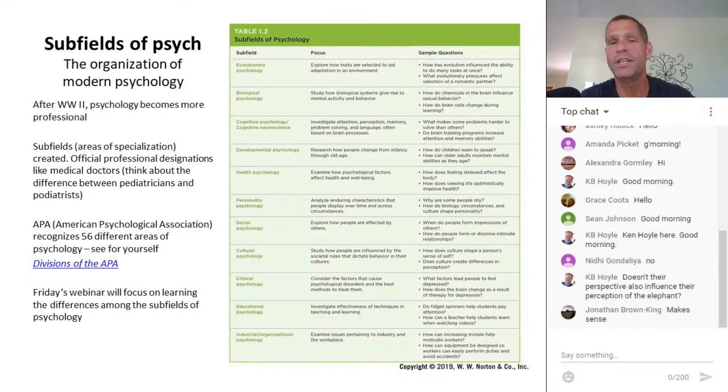Now, I also teach developmental psychology, and developmental psychologists are interested in how our abilities change as we grow and age. So how does a 2-year-old think differently than a 4-year-old? And how does a 16-year-old think differently than a 35-year-old? These are all things that a developmental psychologist would be interested in.